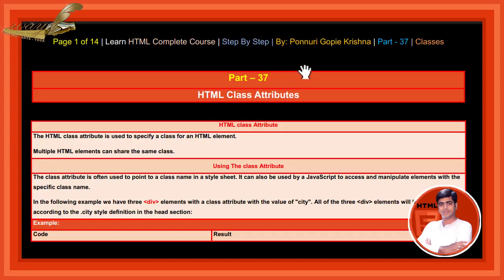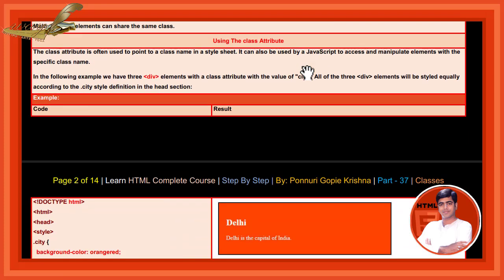In this session, let us learn about HTML class attributes. The HTML class attribute is used to specify a class for an HTML element. Multiple HTML elements can share the same class using the class attribute. The class attribute is often used to point to a class name in a style sheet. It can also be used by JavaScript to access and manipulate elements with the specific class name.